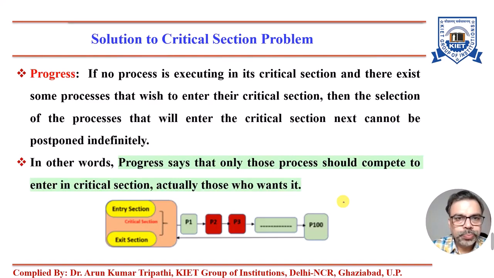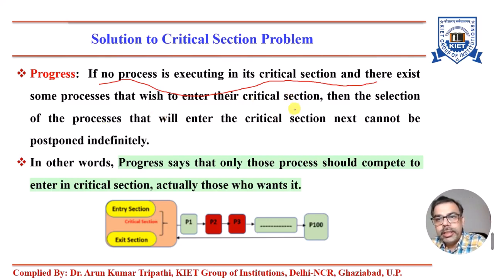Second one is progress. If no process is executing in the critical section and there exist some processes that want to enter into the critical section, then one should be allowed to enter. It should not wait infinitely. If some process wants to enter into the critical section, it should be allowed.